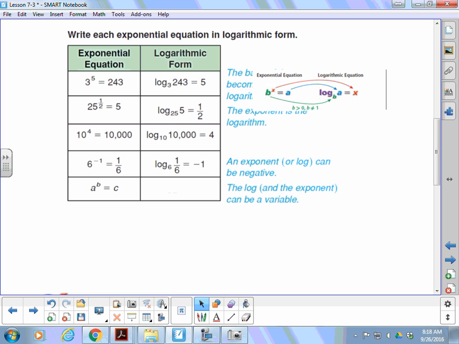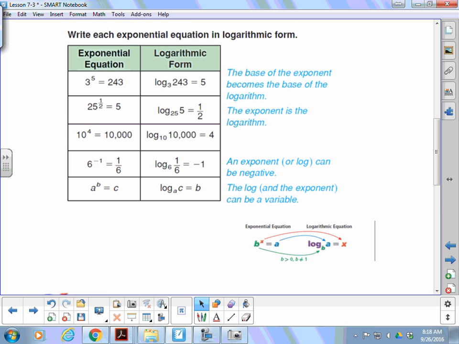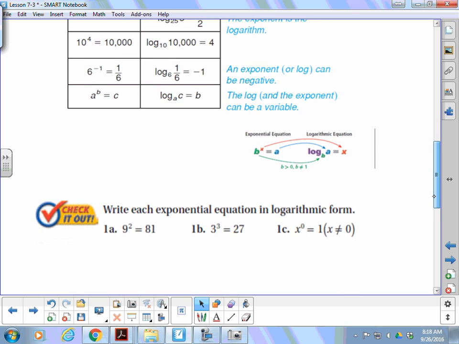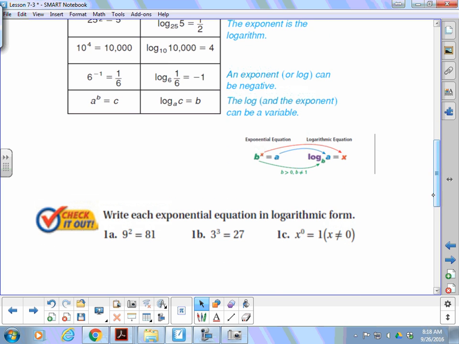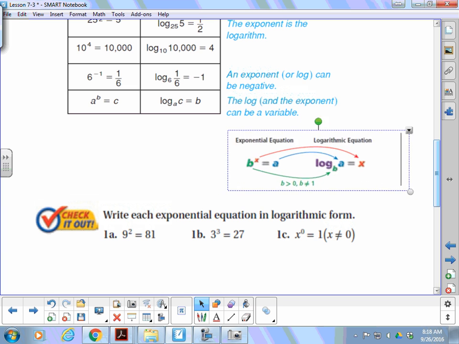And then log base A of C is equal to the exponent B. All right, so a big thing to remember is the exponent's always going to be what the logarithm is equal to. All right, or that this is always an exponent when we change it the other way. All right, so do these three. Write them in logarithmic form.